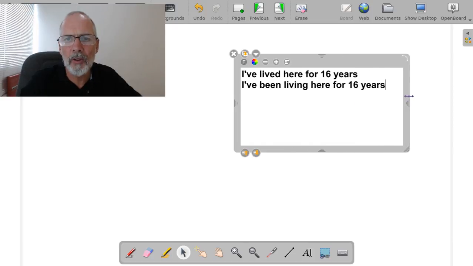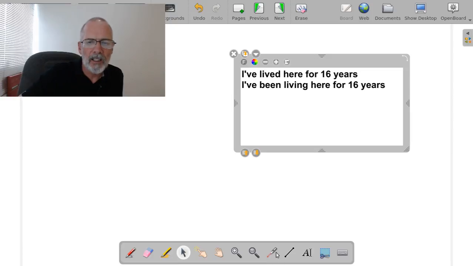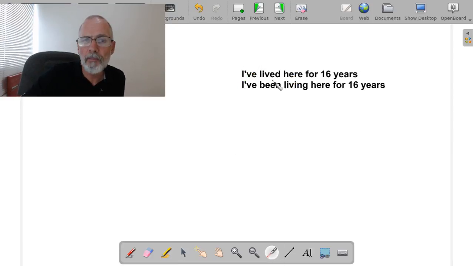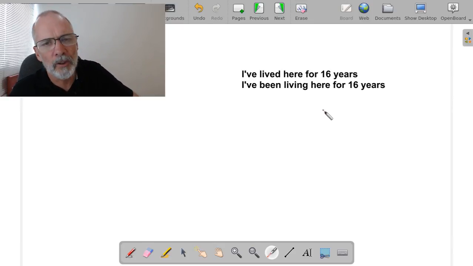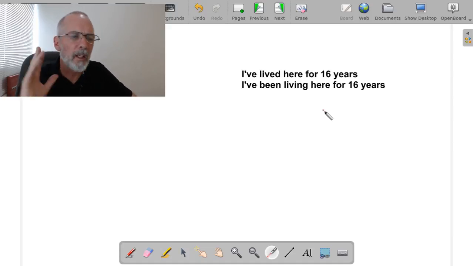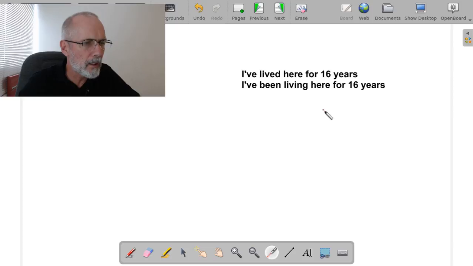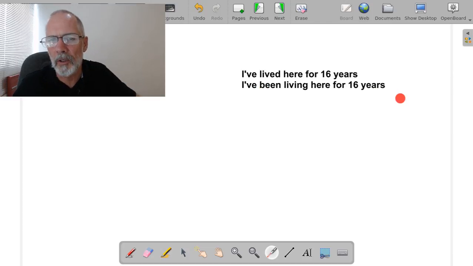So there we have two sentences. The first one, I've lived here for 16 years, is in the present perfect simple. And the other one, I've been living here for 16 years, is in the present perfect continuous. And I think in this situation you could use both, but most native speakers would prefer to use the continuous in these situations.